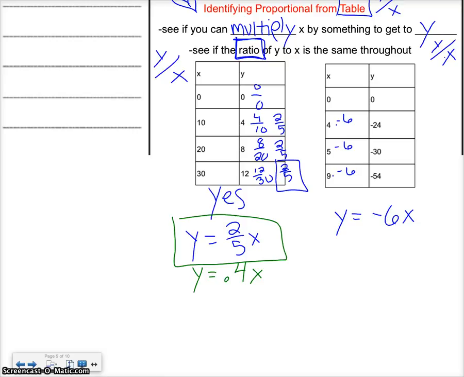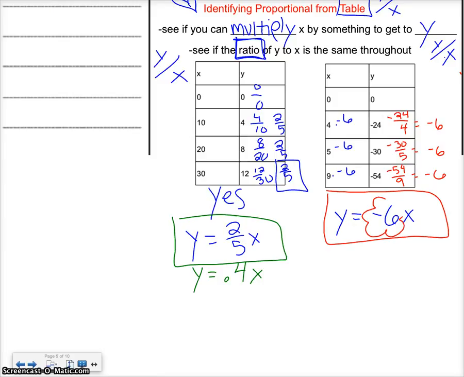But hey, I just want to also show you that the ratio is also the same. Maybe you just only want to use ratios because you're used to y over x now. Maybe you just want to go negative 24 over 4, negative 30 over 5, negative 54 over 9. Hey, look, they're all negative 6. It's all the same. And you want to know what the constant of variation is? Whatever is in front of your x is your constant of variation.